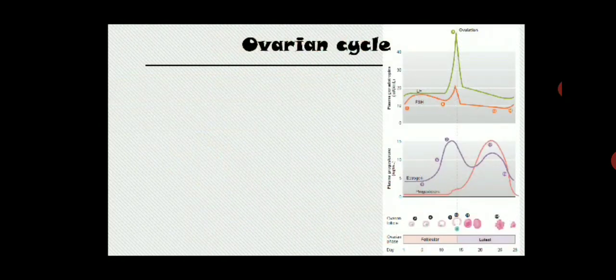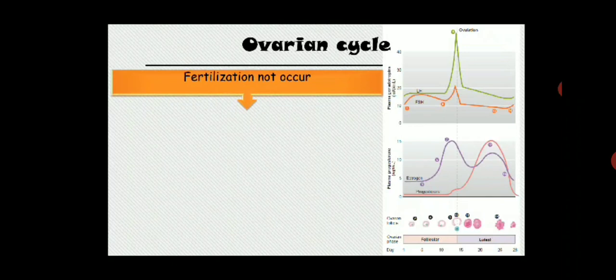Just pay attention, this is a very tricky one to understand. So I give you two diagrams. Again, keep in mind these two graphs. One is the LH-FSH and another one is estrogen and progesterone. So let's see, ovulation is there and fertilization does not take place. So we start our ovarian cycle at that particular point. Fertilization does not occur, then what will it do?